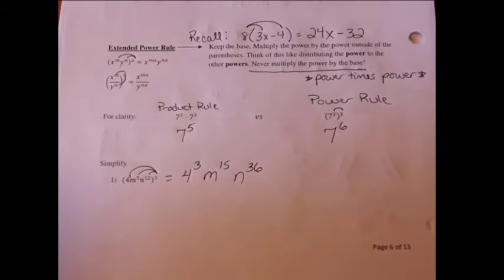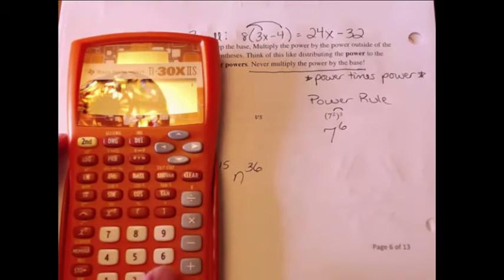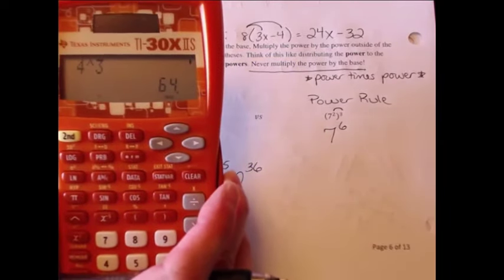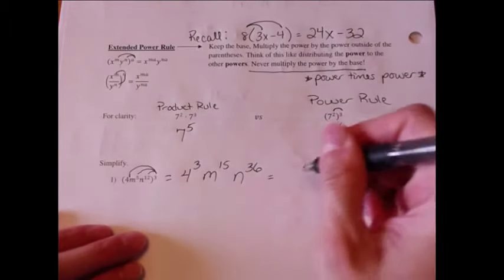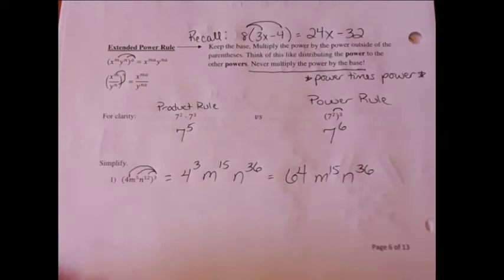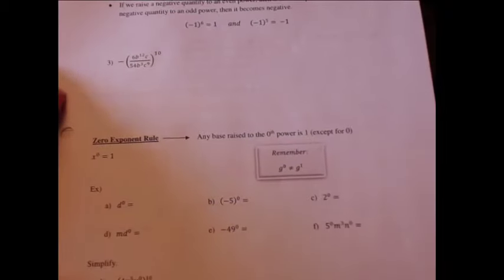Let's take our calculators, if you would like, and punch in 4 to the third. If we take 4 and raise it to the third power, it's 64. We can totally write that answer in. So let's simplify further by saying this becomes 64 m to the 15th, n to the 36th power. Beautiful. Let's look at a few more examples. And again, repeat after me, power times power, power times power.